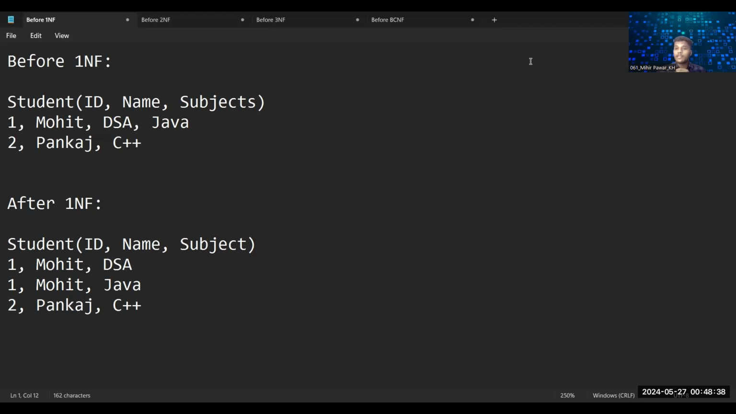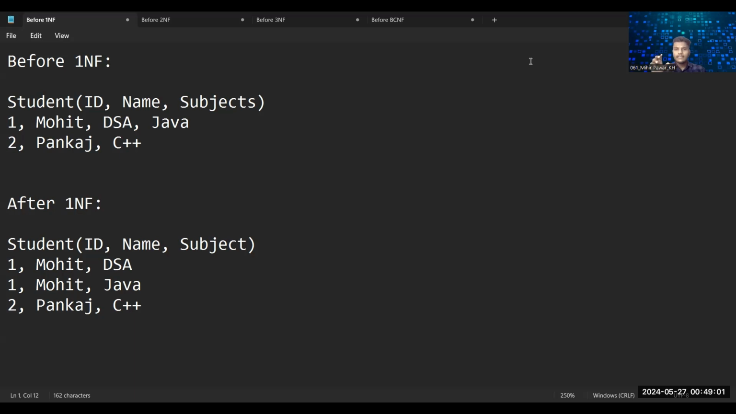Just like in object-oriented programming, we encapsulate our code in classes. Why? To keep our data organized. So in a database also, we have to keep everything organized. In terms of database, normalization is a process of structuring a relational database to reduce redundancy and improve data integrity.